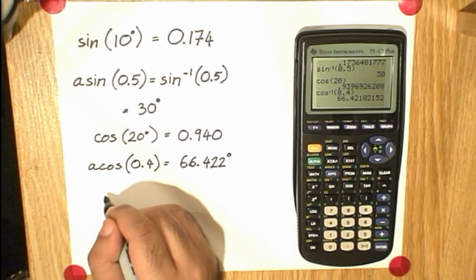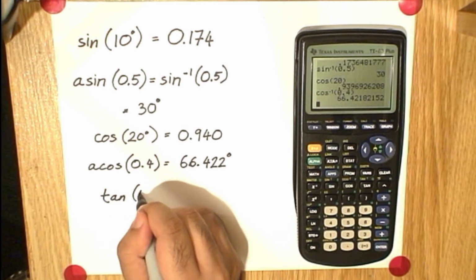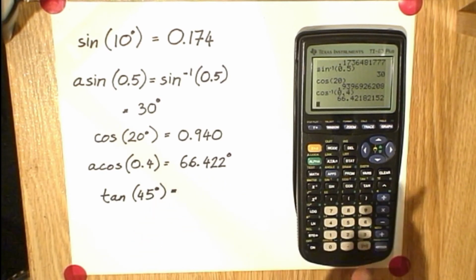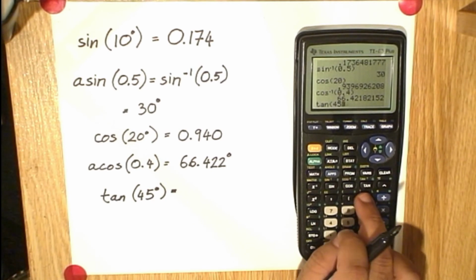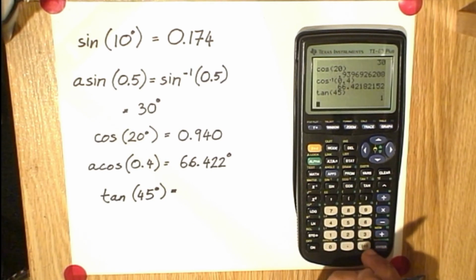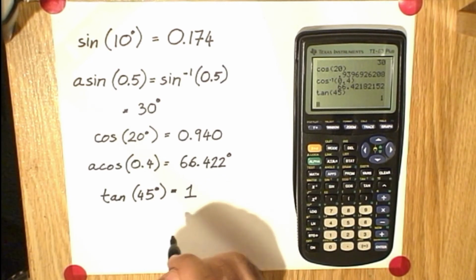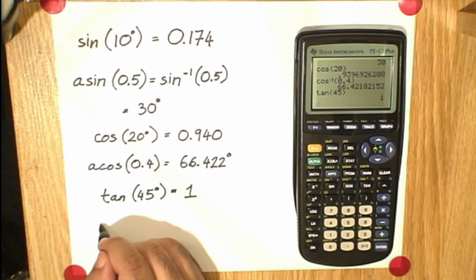Finally, we can do it for tangent. Let's say the tangent of 45 degrees. Tan 45, close parentheses, equals 1. And lastly, I will show the arctangent.